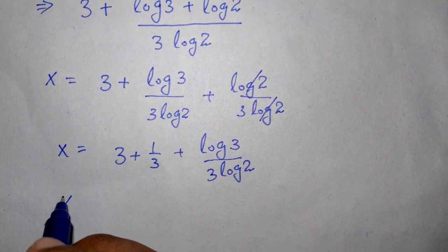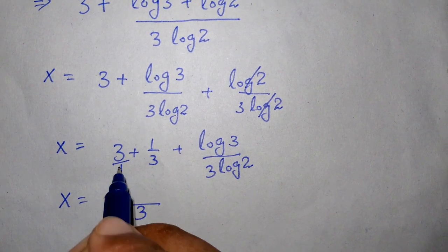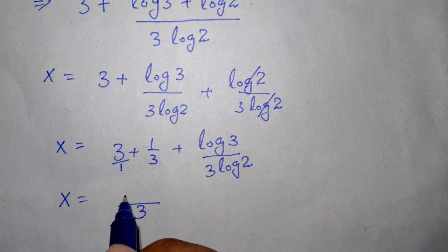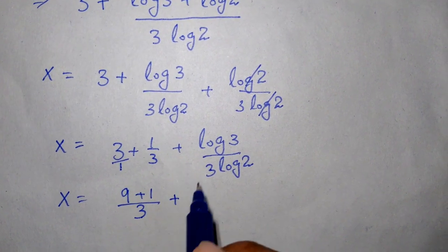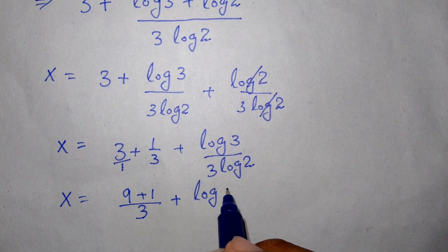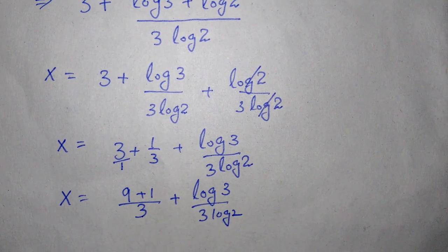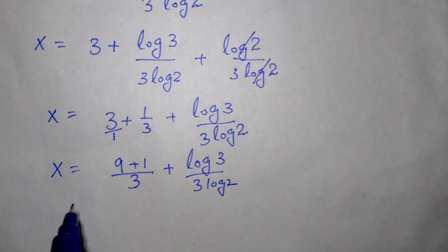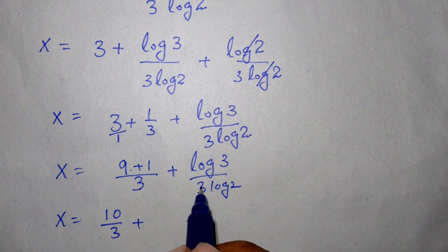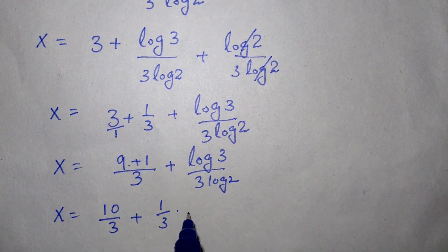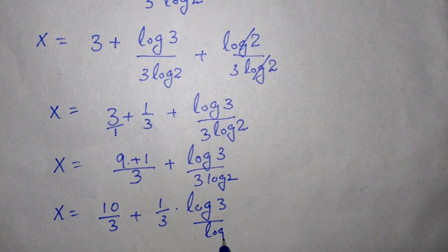Now x is equal to, this is the same as denominator 1, so this will become 3 divided by 1 is equal to 3, multiply 3 is equal to 9, plus 3 times 1 is equal to 1, 1 times 1 is equal to 1, plus log of 3 divided by 3 log of 2. Again this is the same as x is equal to 9 plus 1 is equal to 10 divided by 3 plus, this can also be written as 1 over 3 times log of 3 divided by log of 2.